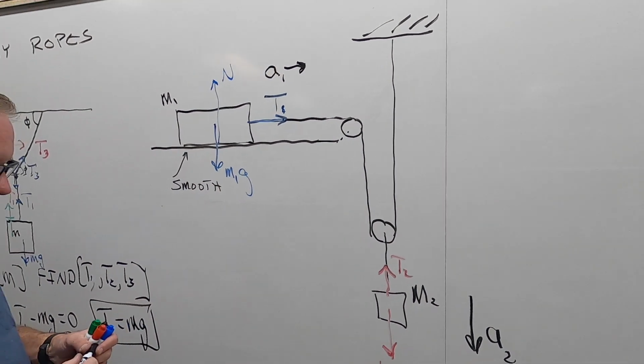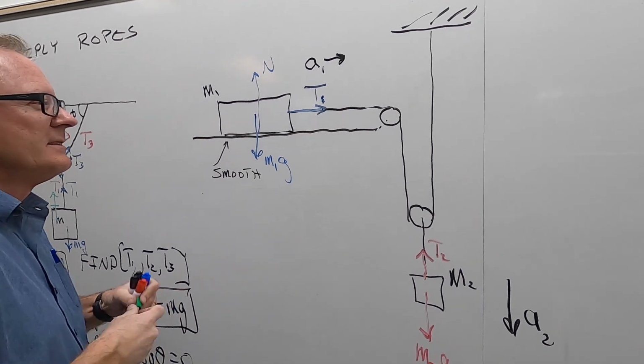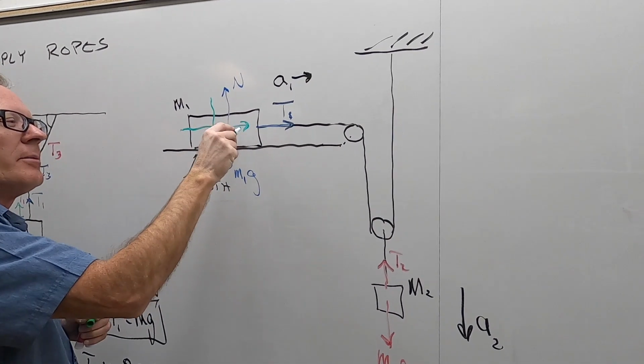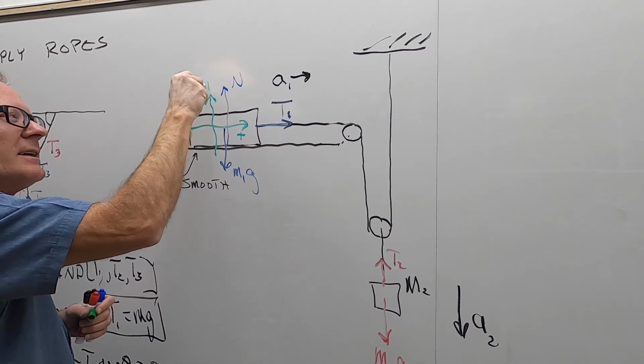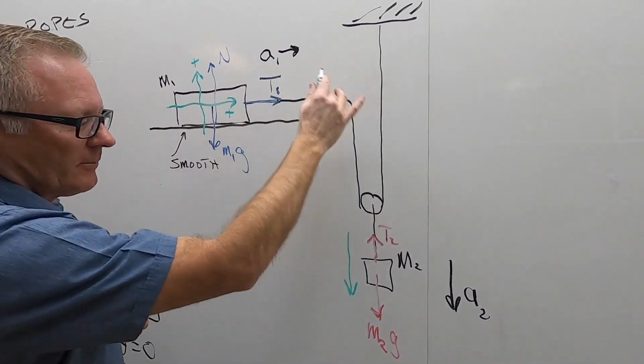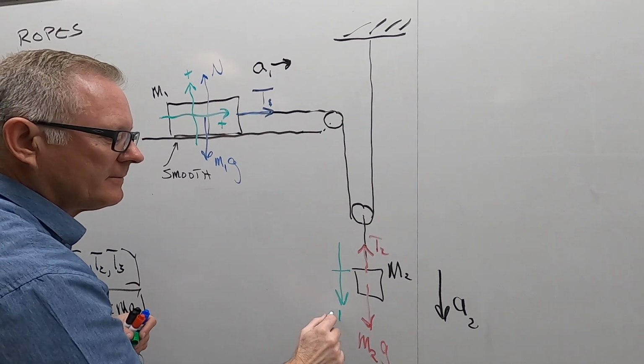Now we can go ahead and put our coordinate system in right here. I'm going to put my coordinate system in the direction of acceleration, which is that way, plus. We'll call up plus. Over here, it's critical: I call this way down plus. I'm assuming everything is accelerating around this way, so I'm going to call down plus.